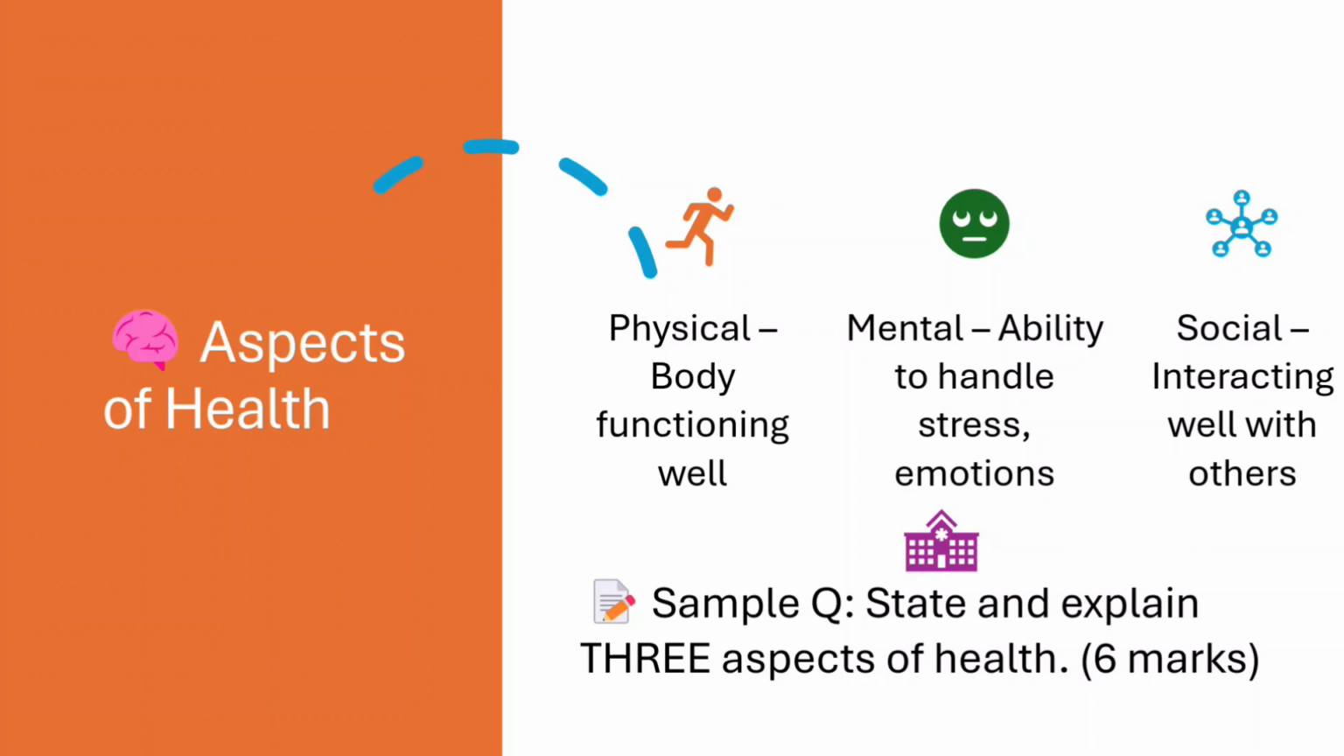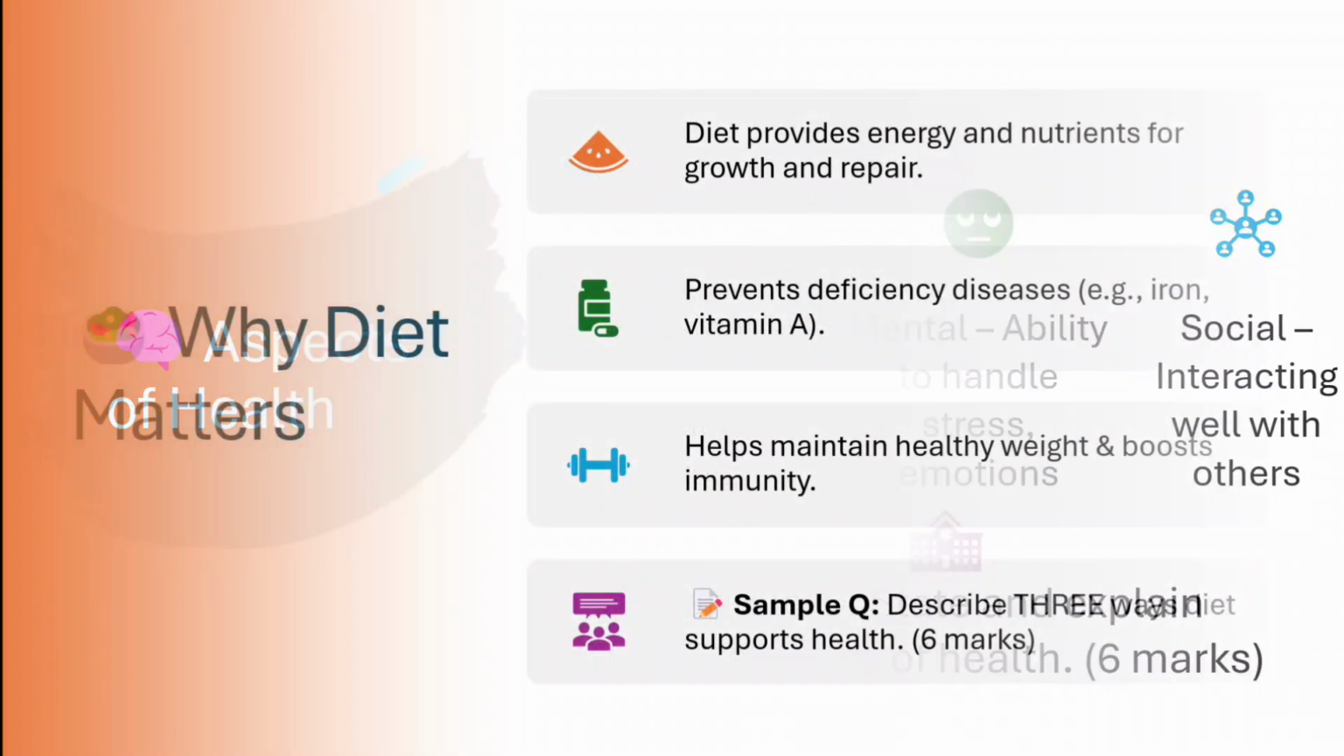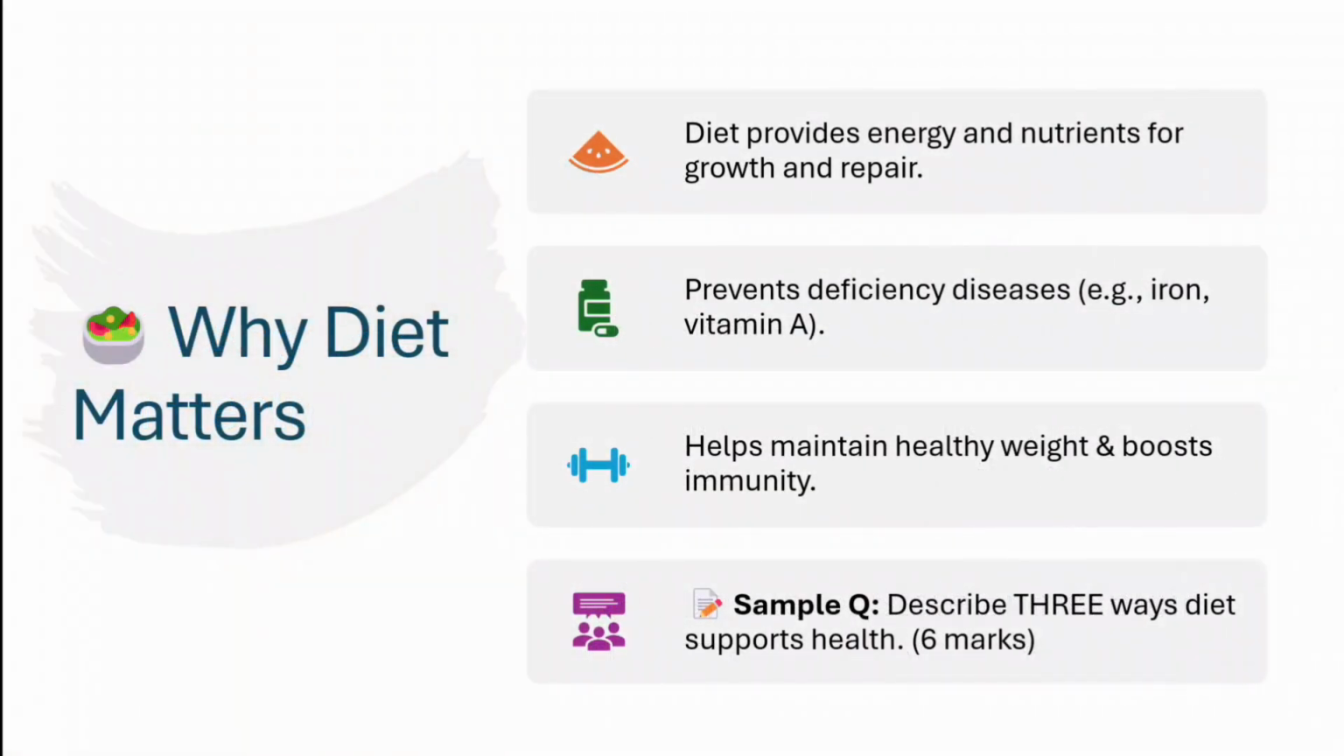All right, now a sample question may be: state and explain 3 aspects of health, right? And that would warrant 6 marks. Just an example of what a question may look like. All right, now let's zoom in on diet. Why diet matters? Remember the definition of diet, right? The food eaten on a daily basis, right?